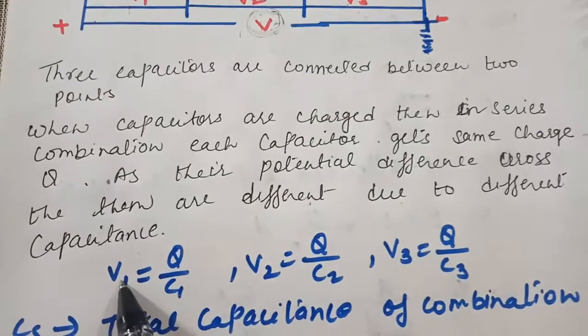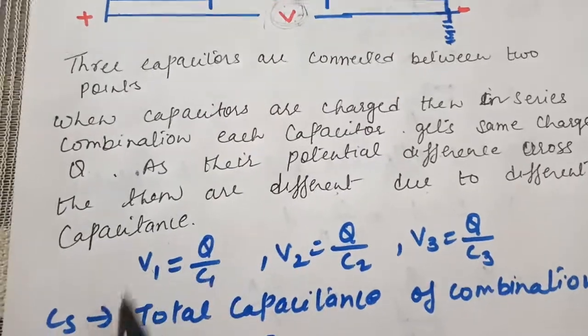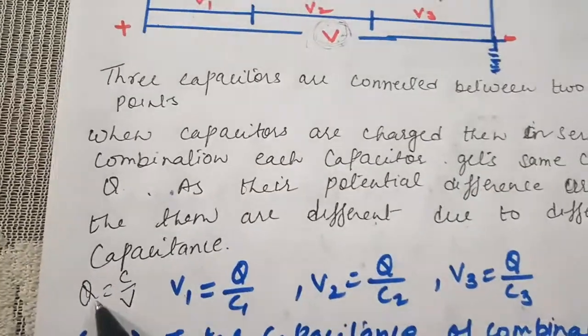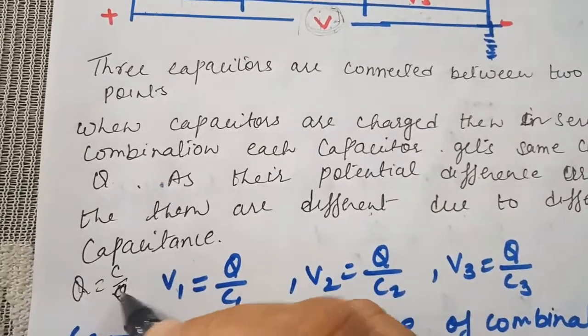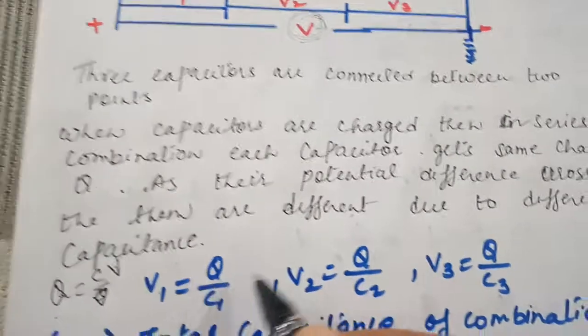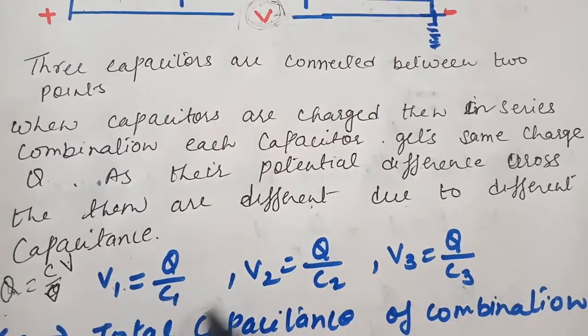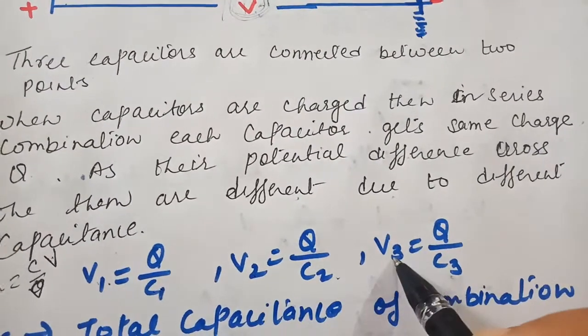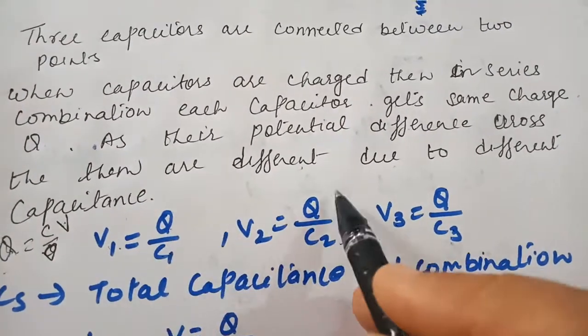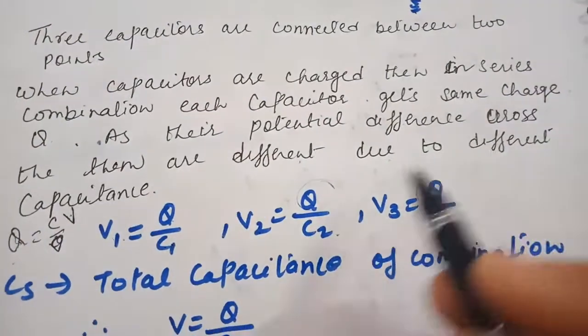So we will write V1 is equal to Q by C1, because we have the formula Q is equal to C into V. So from here V is equal to Q by C. So V1 is equal to Q upon C1, V2 is equal to Q by C2 and V3 is equal to Q by C3, because in series combination the charge on each capacitor will be the same.